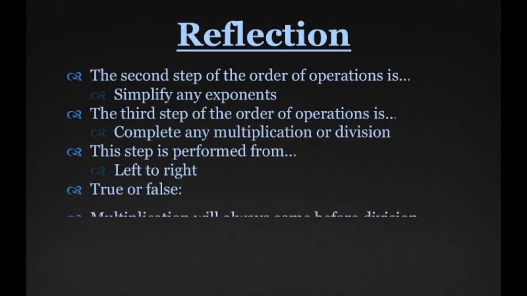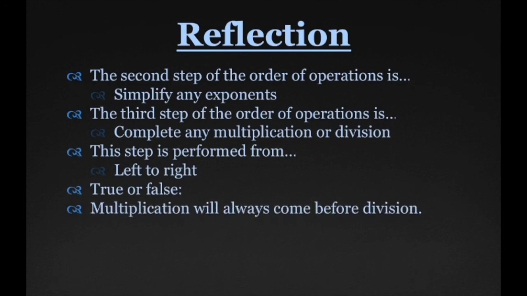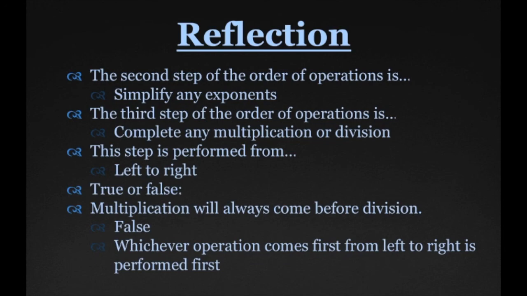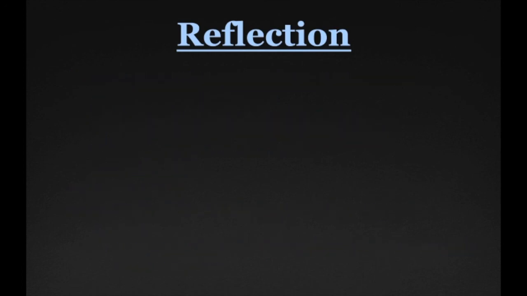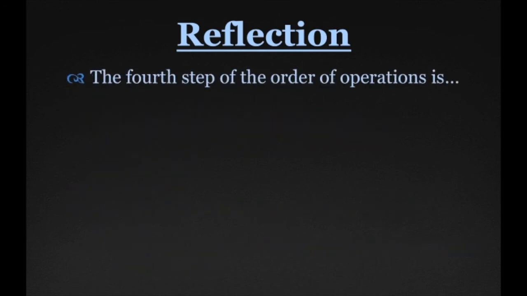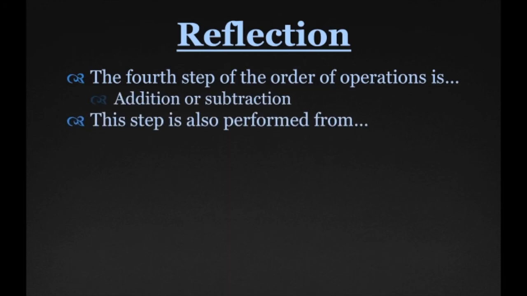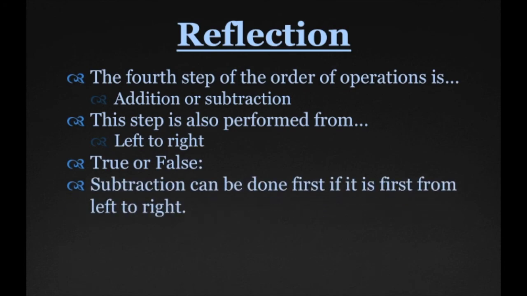True or false? Multiplication will always come before division. That is absolutely 100% false. Whichever operation comes first from left to right is what is done first. The fourth step of the order of operations is addition or subtraction. This step is also performed from left to right. True or false? Subtraction can be done first if it is first from left to right. That is definitely true.